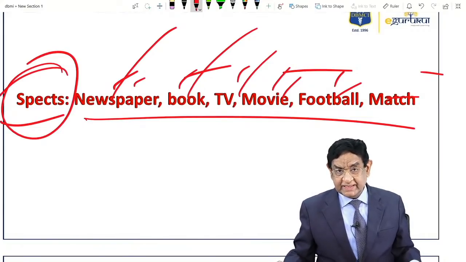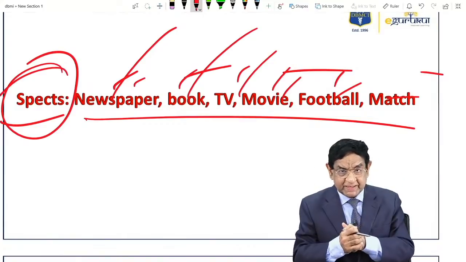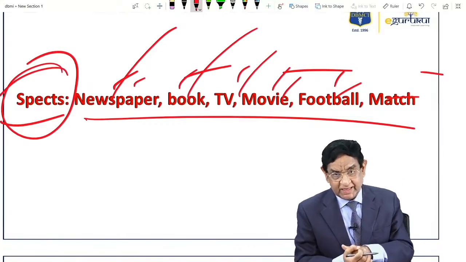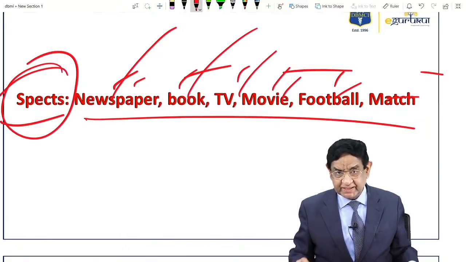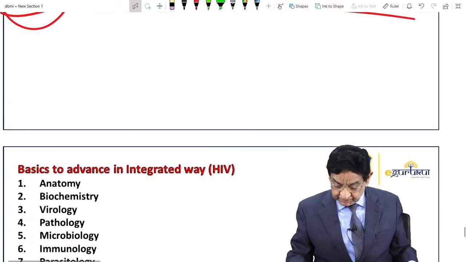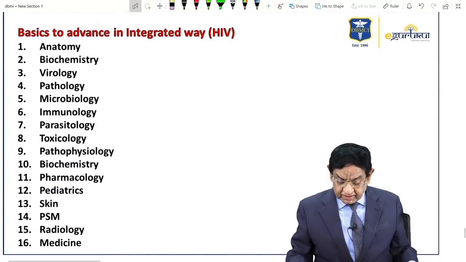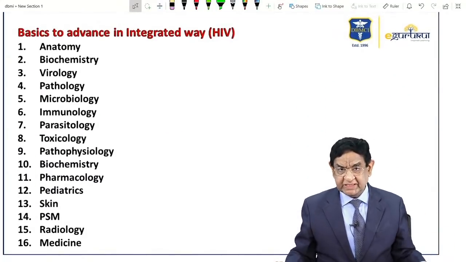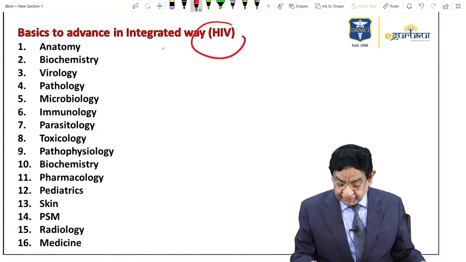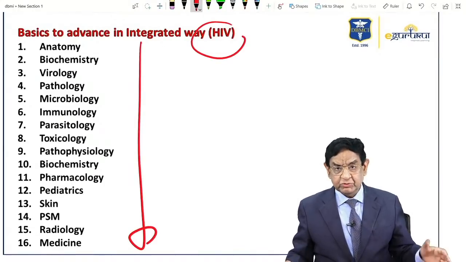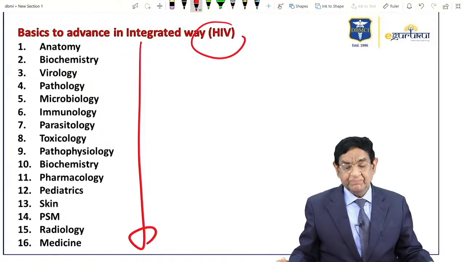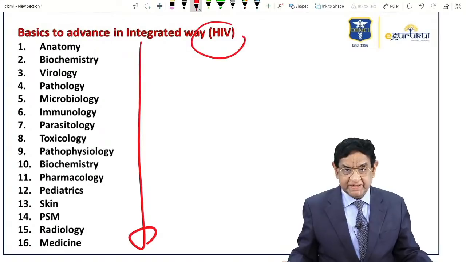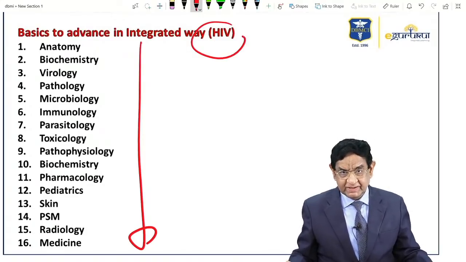So next time when you are using the specs, of course you are using them right now also, but when you remove the specs, then you know the importance of watching everything using the glasses. Like, an integrated approach is essential. When I'll be teaching you HIV, I'll be covering all these. Today also I covered physiology, biochemistry, of course pharma also, medicine, pediatrics, etc., whatever is relevant. So this is the idea of the so-called integrated approach.